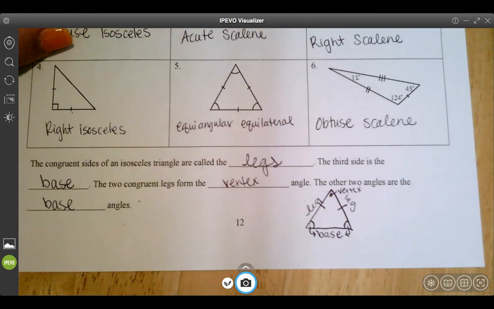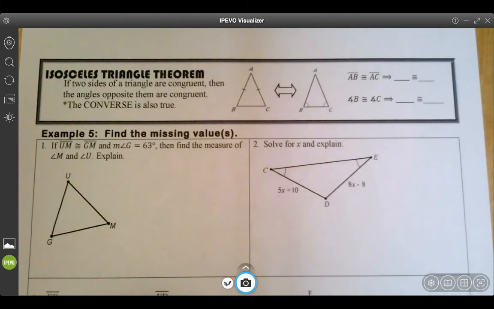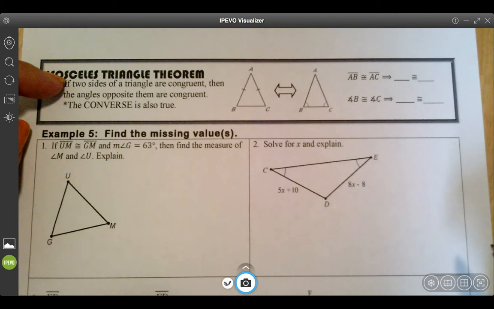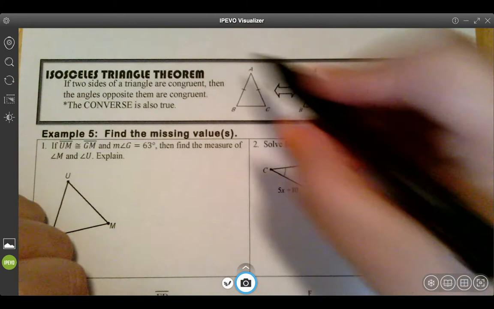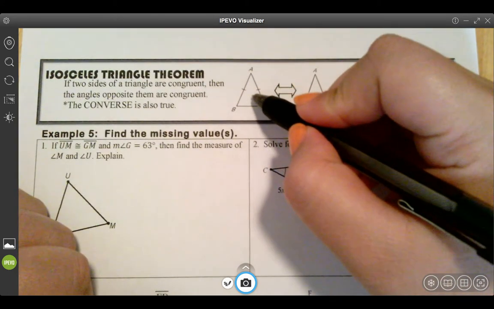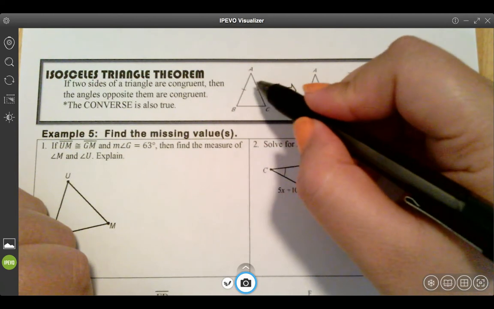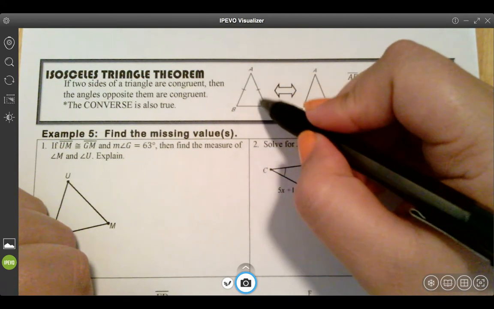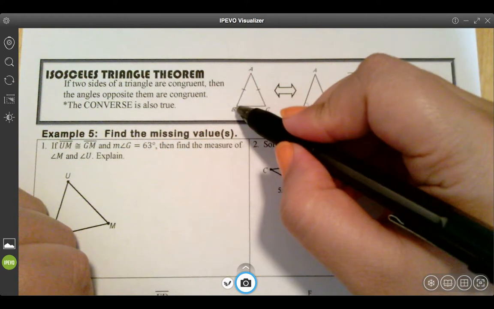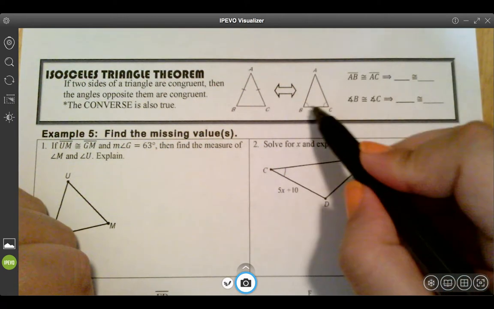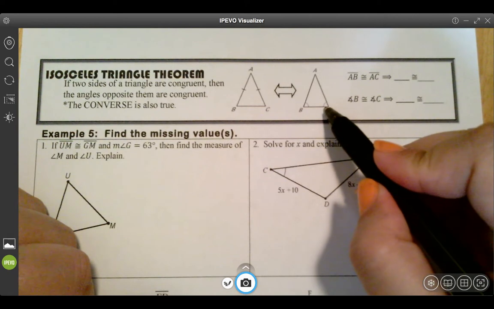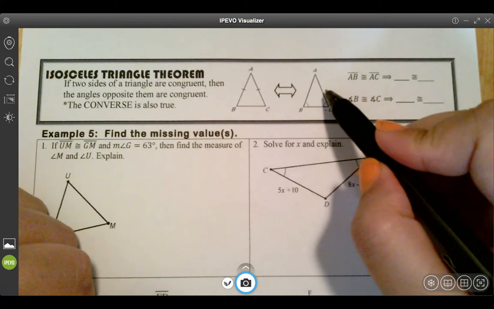Okay, let's look a little bit closer at isosceles triangles. We have a nice theorem for isosceles triangles that says that the two sides that are congruent are opposite congruent angles. So what does that mean? That means this side is across from this angle, right? It doesn't touch this angle. So if this side and this side are congruent, then the angles that are across from them are also congruent. Which also means that if I have two congruent angles, the sides across from those are also congruent.